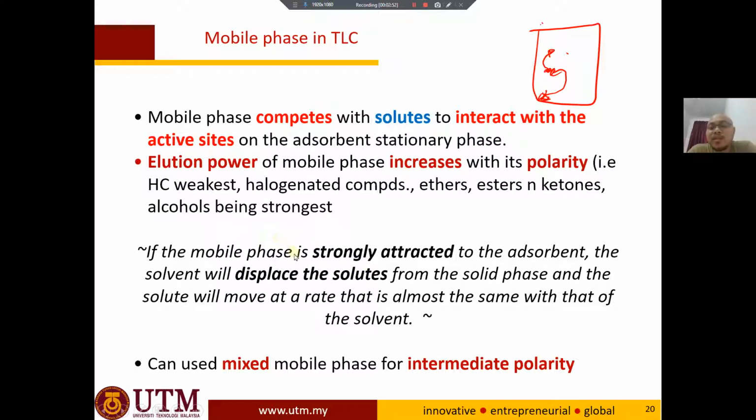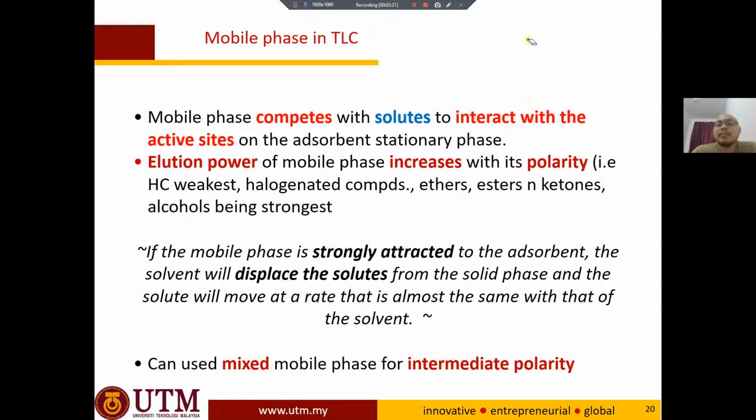So the mobile phase is strongly attracted, so the mobile phase can displace the solute faster. Okay, so what happens? The solute will move at almost the same rate as that of the solvent. So if your mobile phase is too strong, what happens is that your analytes will move at the same rate as the solvent.